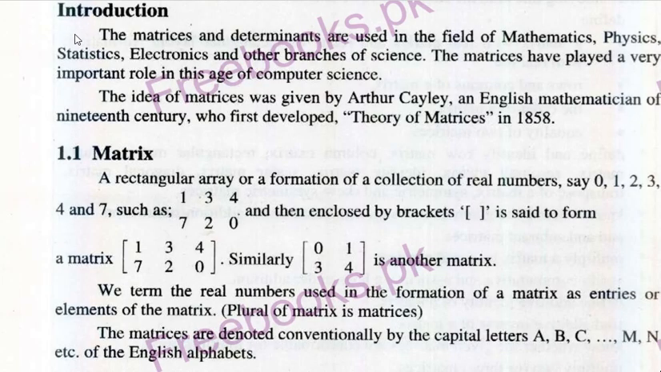So, introduction: matrices and determinants are used in the field of mathematics, physics, statistics, electronics, and other branches of science. Matrices have played a very important role in this age of computer science. The idea of matrices was given by Arthur Cayley, an English mathematician of the 19th century, who first developed the theory of matrices in 1858.